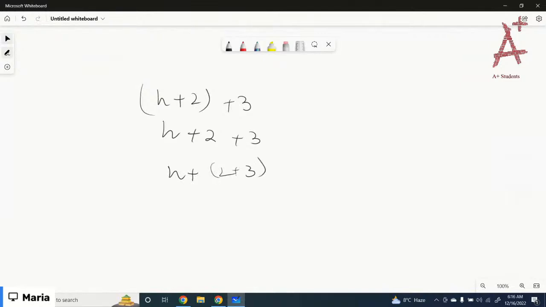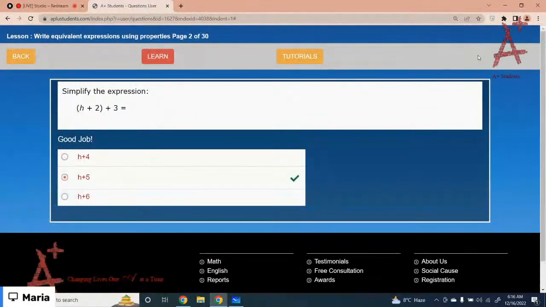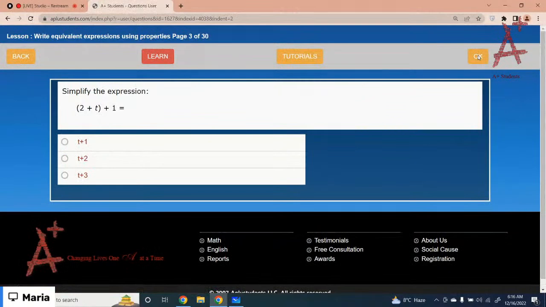2 plus 3 are the like terms. That is the associative property where three of the terms are involved. So it is then h plus 3 plus 2 is 5. So it is h plus 5. Got it? You must know the names of the properties. Keep them in your mind. They are the commutative property and associative property we're applying here. Got it? Okay, simplify the expression 2 plus t plus 1.